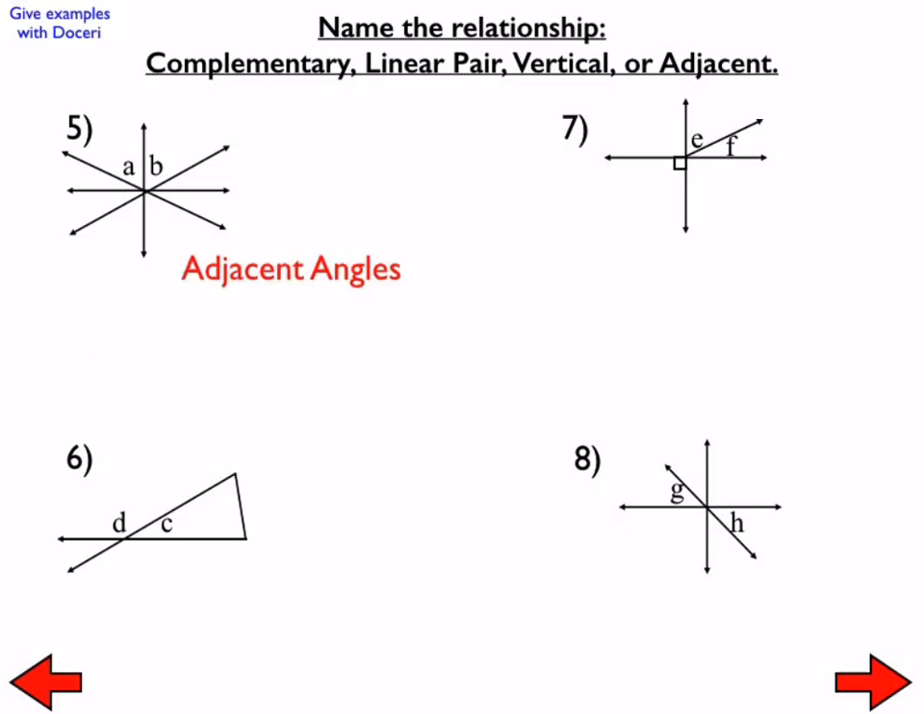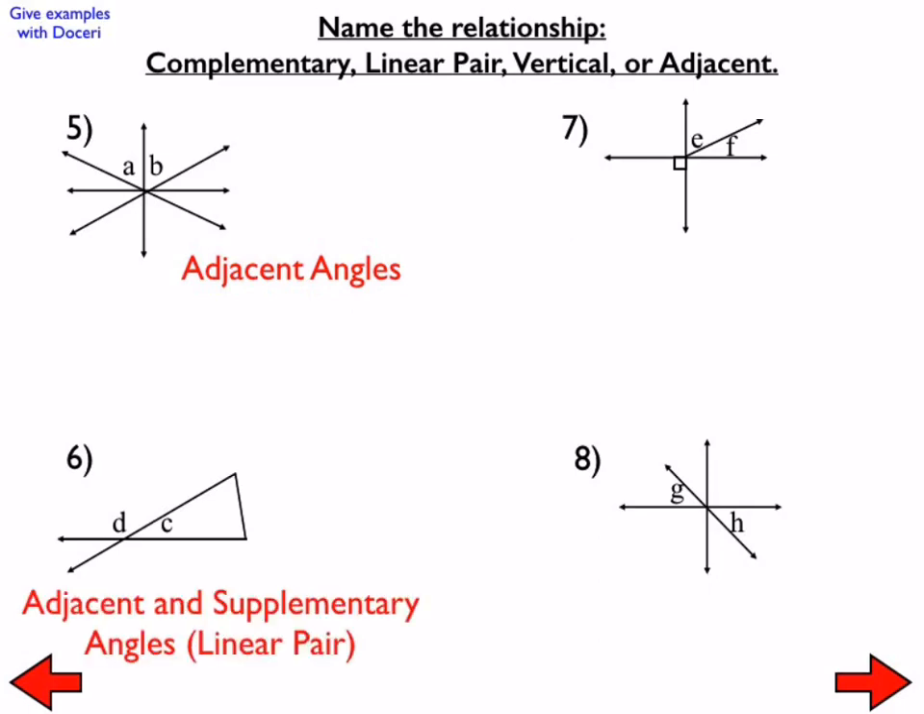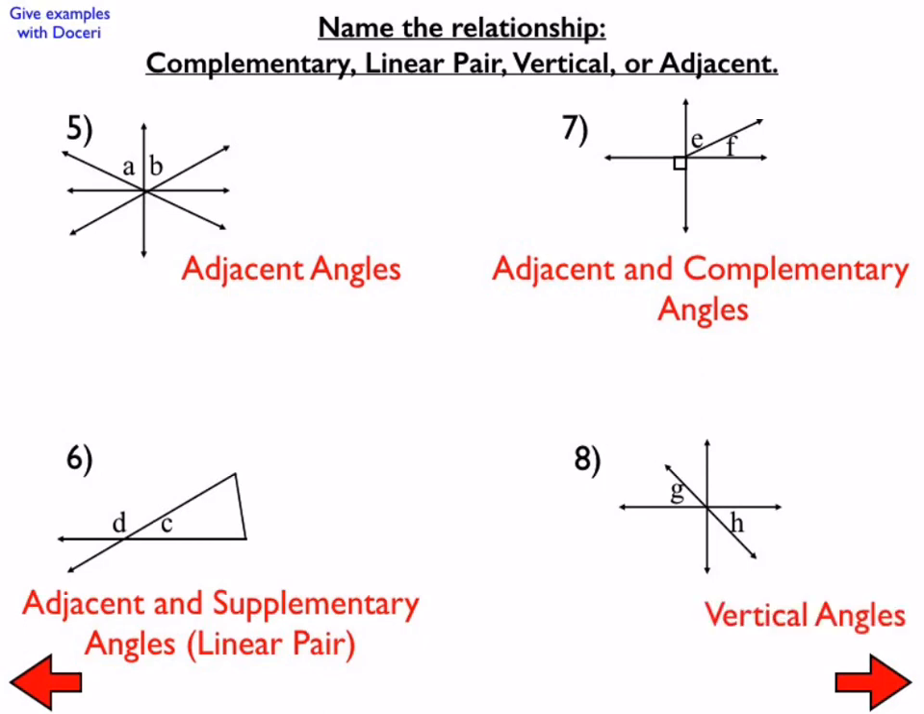Number five, those are only adjacent. Number six, those are adjacent, but they also form a linear pair. So once again, what that tells me is that if I know that angle C is 20 degrees, I know angle D has to be 160. Number seven, F would be adjacent and complementary. And then 8, those are vertical angles. So if I know that angle G is 55 degrees, guess what? So is angle H. Don't need a protractor to prove that.